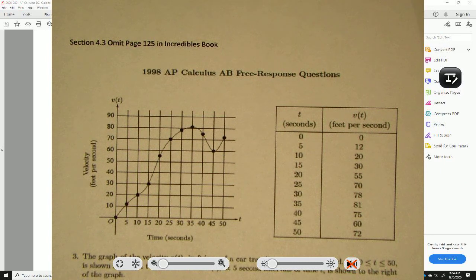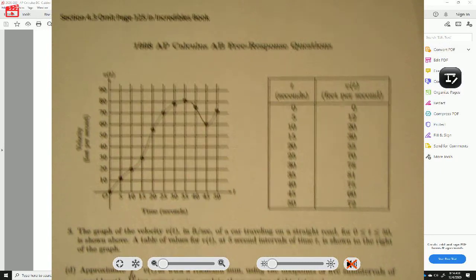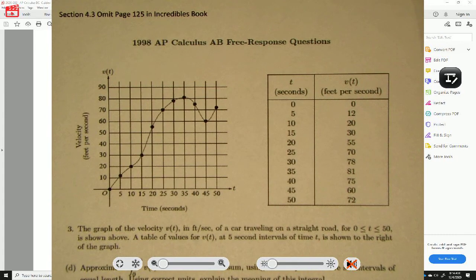This is section 4.3, and I am omitting page 125 in the Incredibles book. With these 2 pages, I am replacing one page with 2. We have skipped pages 123 and 124 from section 4.2.